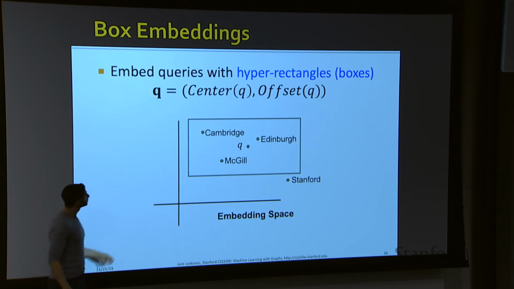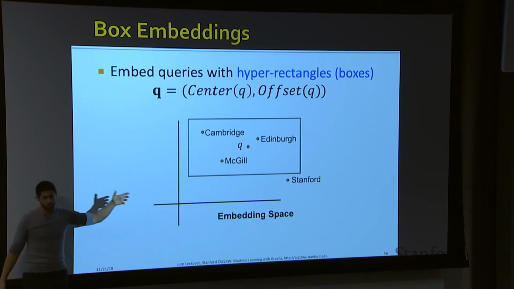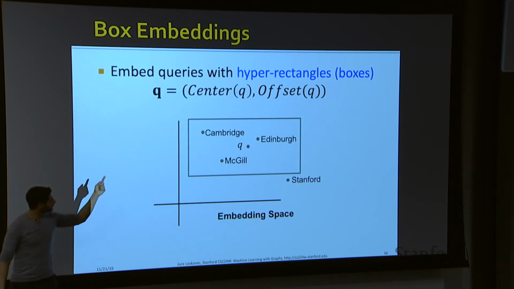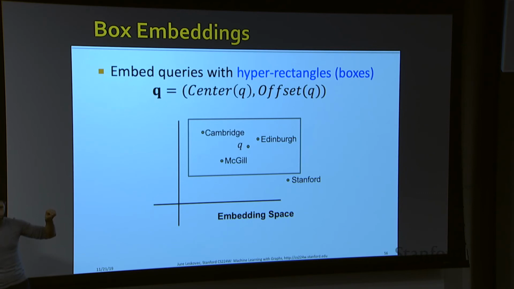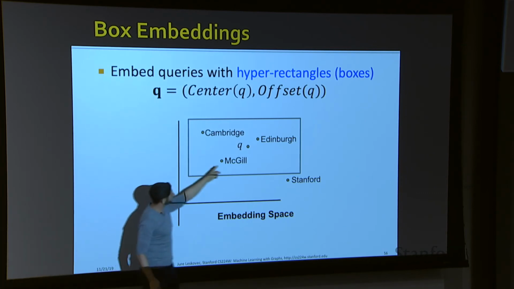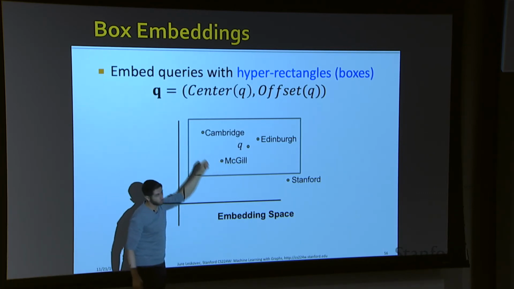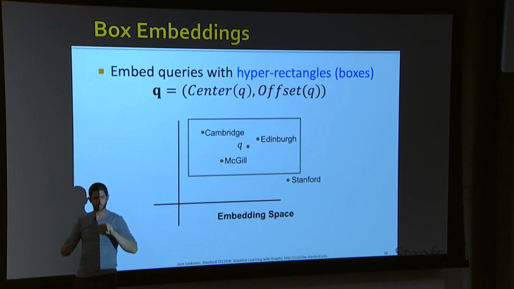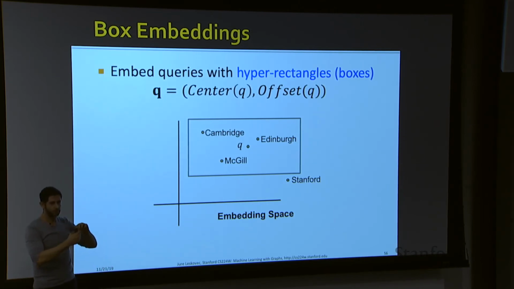So it's easy for me to pronounce. A box is represented by a center and an offset. That means you will have one coordinate per dimension. We will tell you what the center of this box is, and then you will have one offset per dimension. So it's a hyperbox. On each dimension, you will know how wide that box is.